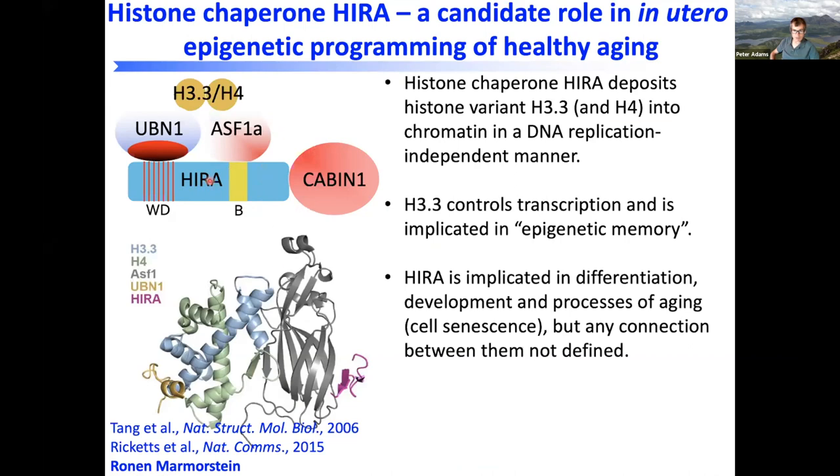And this is a simplified view of that complex, whereby the HIRA protein is really a scaffold for these other proteins, and this complex works to deposit the histone H3.3, H4 into nucleosomes. Okay, so HIRA deposits histone variant H3.3 and H4 into chromatin in a DNA replication independent manner. It's also been noted that histone H3.3 controls transcription. H3.3 is thought to predispose to transcription activation, and has also been implicated in an epigenetic memory process, which may be relevant to what we're studying here.